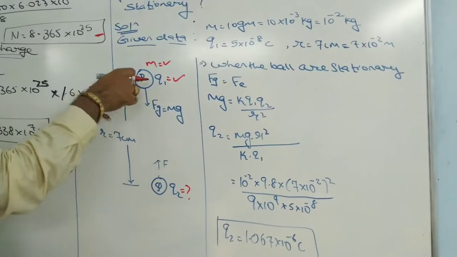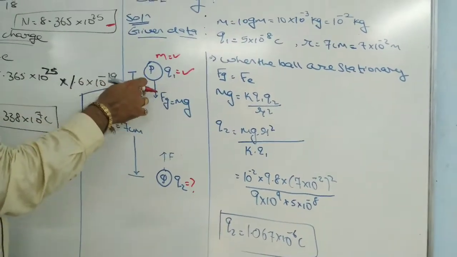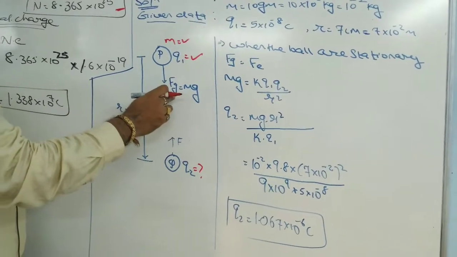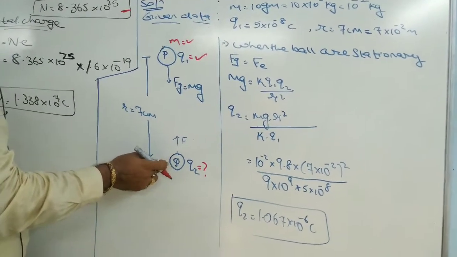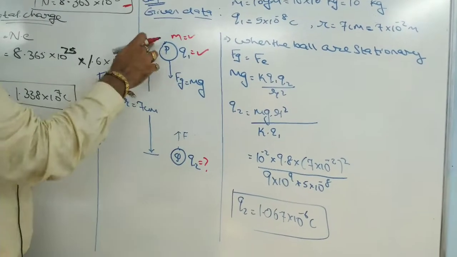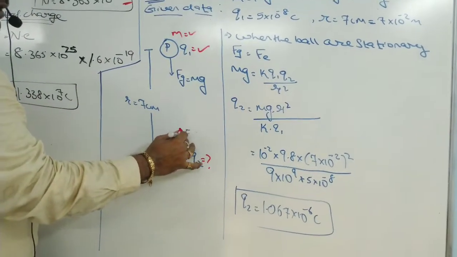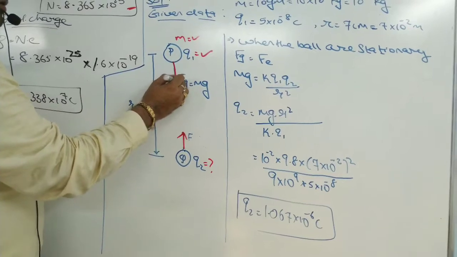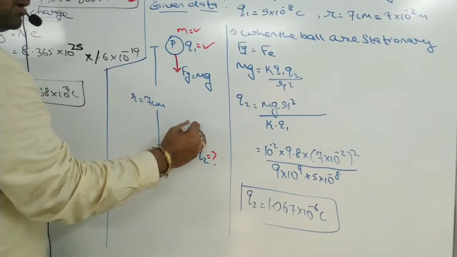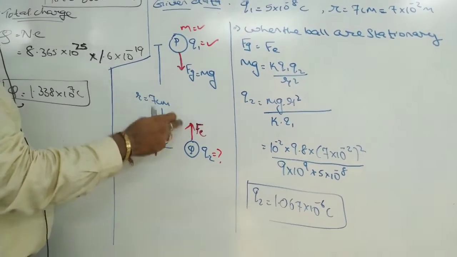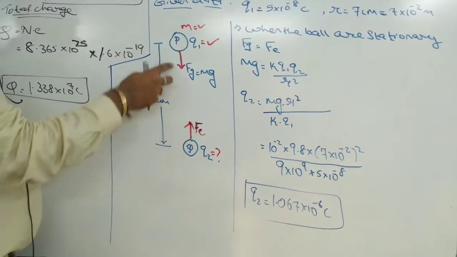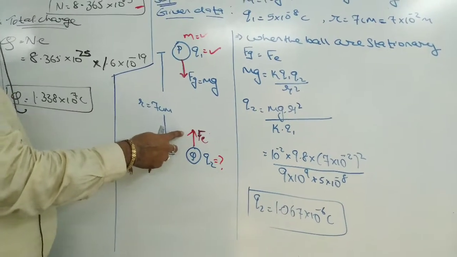The downward gravitational force on P would be mg, and the electrical force by Q on P would be in the upper direction, while the gravitational force would be in the downward direction. The moment when the electrical force and gravitational force are the same, both forces will balance each other.